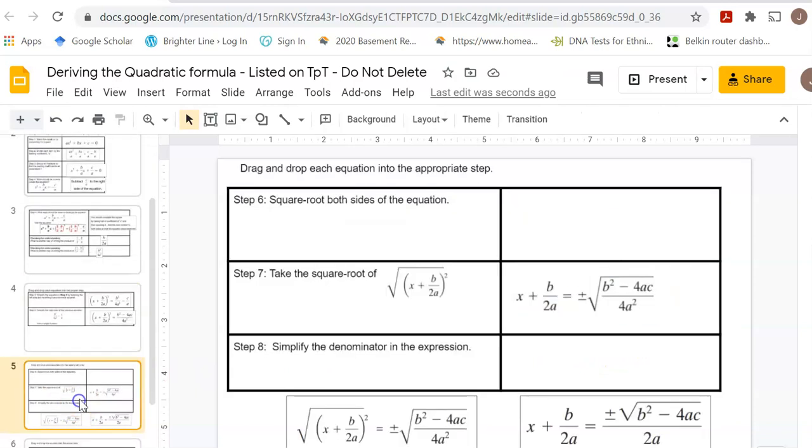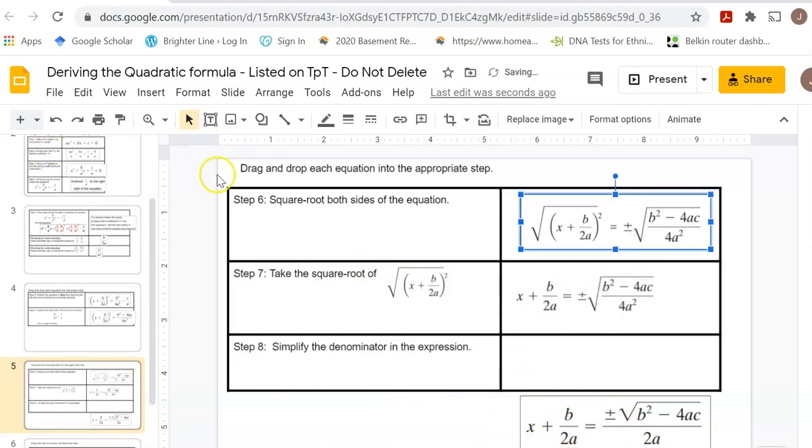And then the next slide, it says square root both sides of the equation. They've got to figure out which one of these equations is being square rooted on both sides. So again, they're focusing on understanding vocabulary and reading and math, and trying to make sense of it. That's something that kids should be able to do. They should be comfortable reading in math.